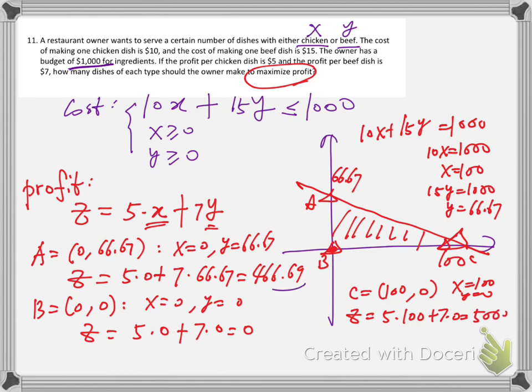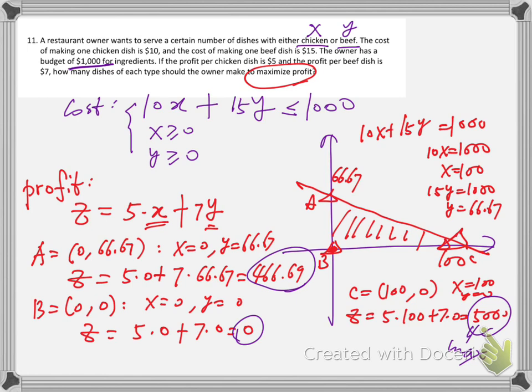So now we have 3 values of Z for the corners A, B, C, right? So this is the maximum. That means we should only do chicken for this question 11 to maximize the profit.